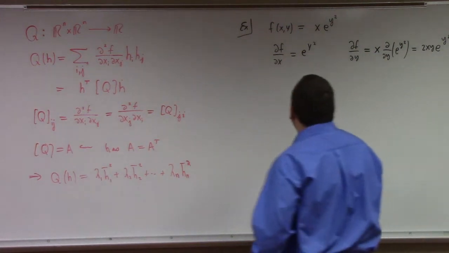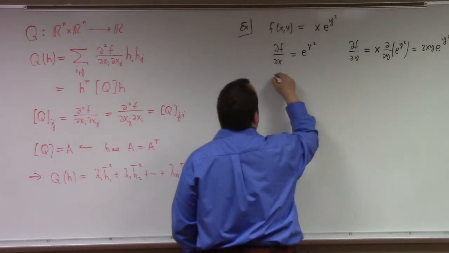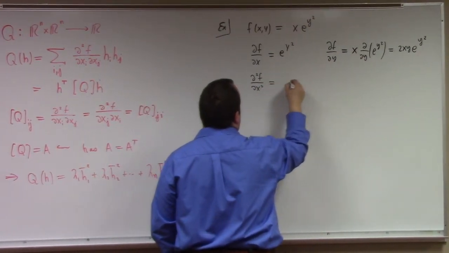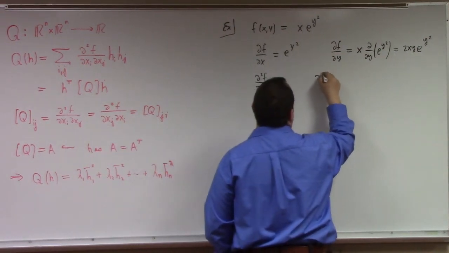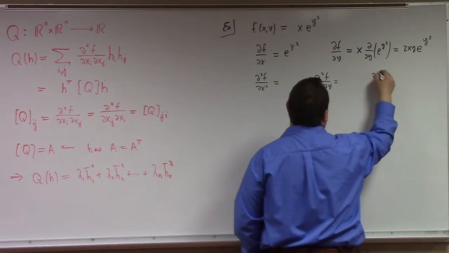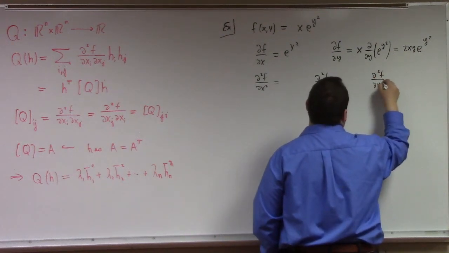And then we can calculate second partial derivatives. See here, partial squared f partial x squared is what? And what's partial squared f partial x partial y? And what's partial squared f partial y squared equal to here?